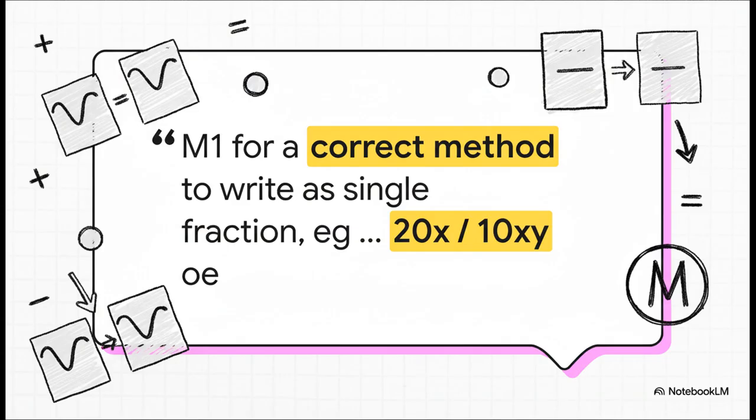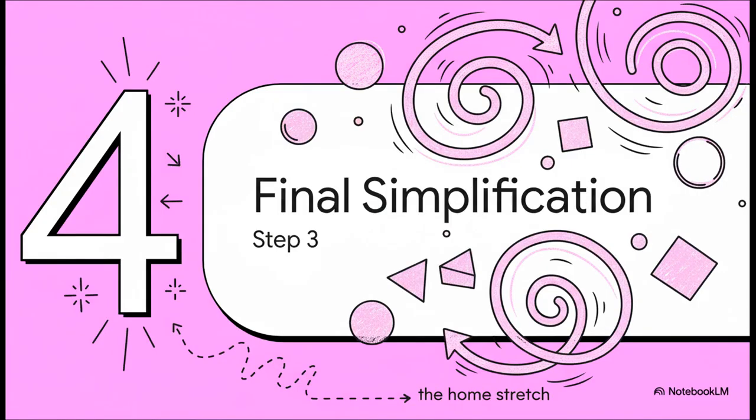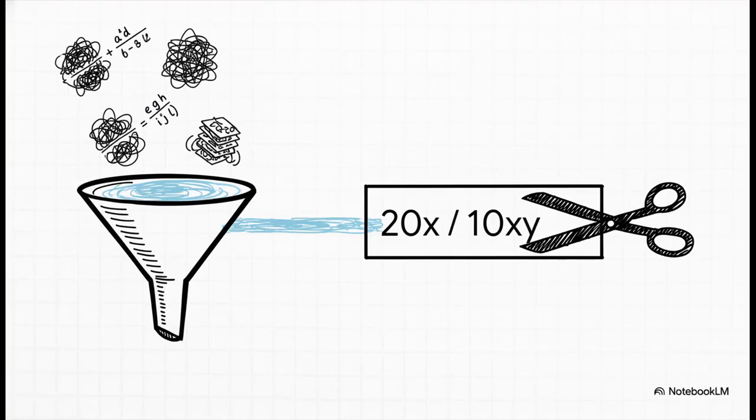And there it is. That whole process, getting it into one fraction with the correct numerator, that earns you the second method mark. That's another M1 locked in. You're 2/3 of the way there. We are so close now, the home stretch. Section 4 is all about that final, satisfying simplification. So after all that work, this is what we're left with, 20x over 10xy.